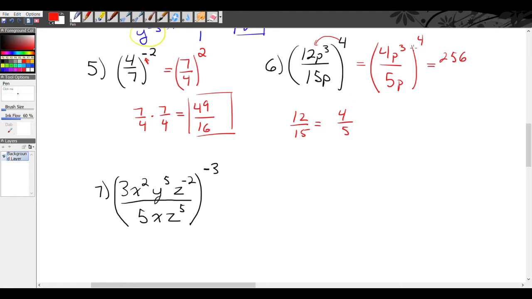And then distribute this 4 to the p to the 3. What do we do here? When you raise a power to a power, we multiply. So we have p to the third to the fourth power. 3 times 4 is 12, so this is p to the 12th power. And then down at the bottom, distribute the exponent of 4 to the 5. 5 to the fourth power. 5 times 5 times 5 times 5 is 625. And then p to the fourth power.